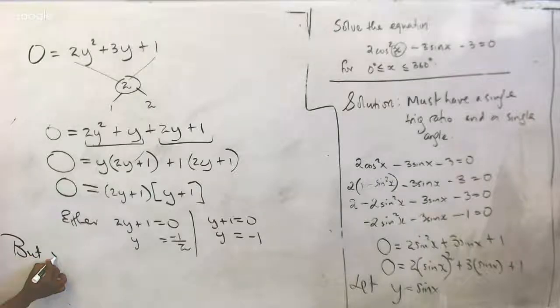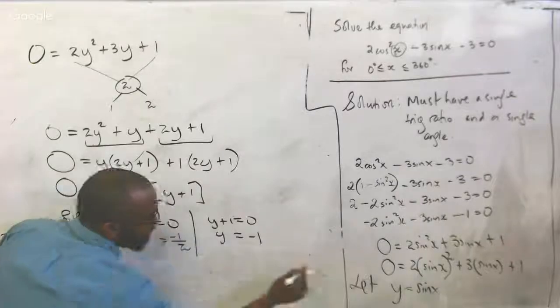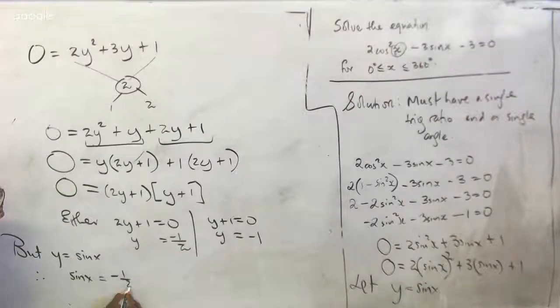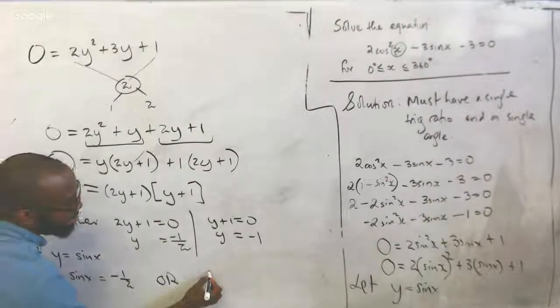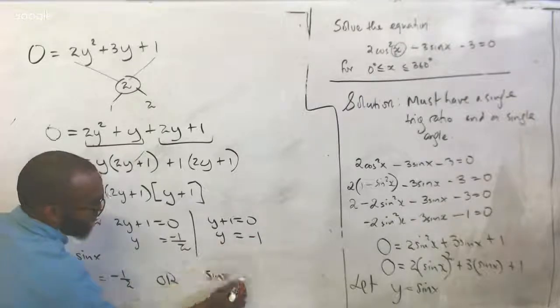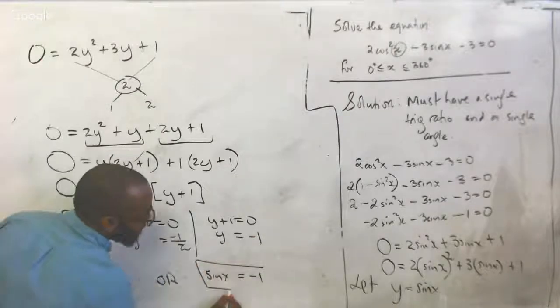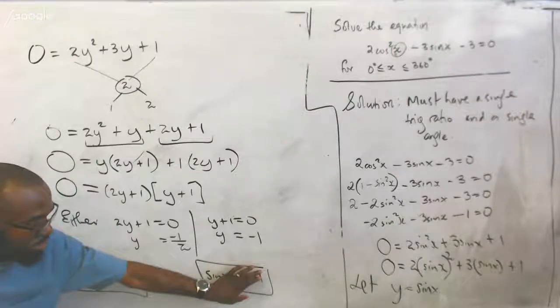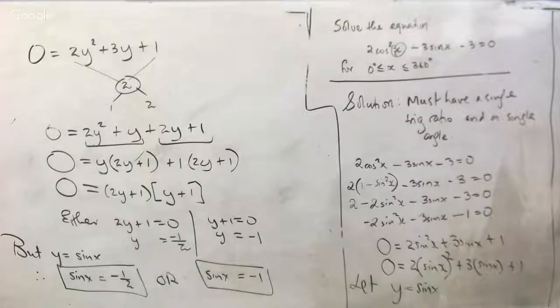But y we had set as the sine of x. So now, therefore, the sine of x, the y, is equal to -1/2, or the sine of x, which is the y, is equal to -1. Notice, guys, that I have successfully gotten what I want, which is sine of something equal to c. And we should be comfortable with solving those.